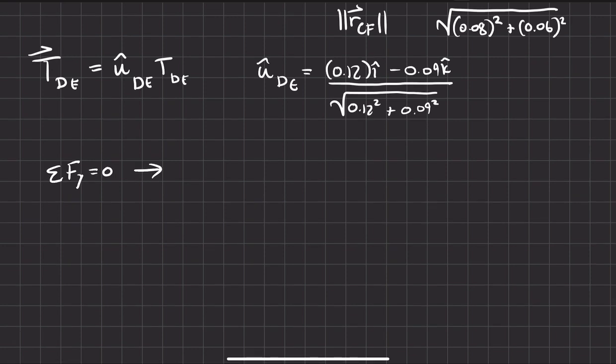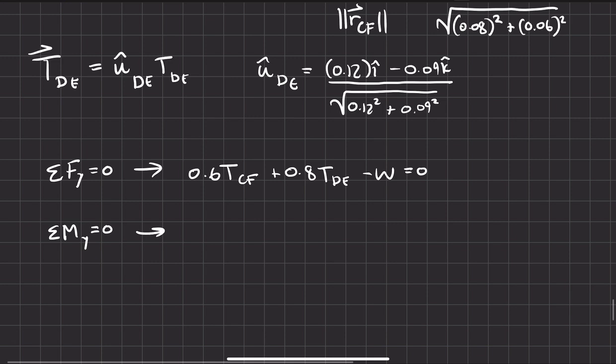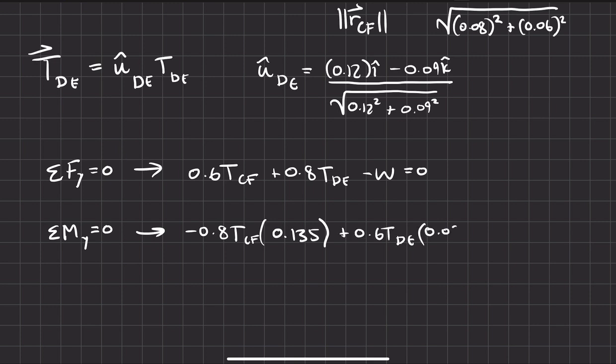So now from the free body diagram, we can take our sum of forces in y equation, set that equal to 0, and we'll get 0.6 TCF plus 0.8 TDE minus W is equal to 0. And we can also take the moment about the y-axis, set it equal to 0, and we'll get negative 0.8 TCF times 0.135 meters plus 0.6 TDE times 0.08 meters, and set that equal to 0.